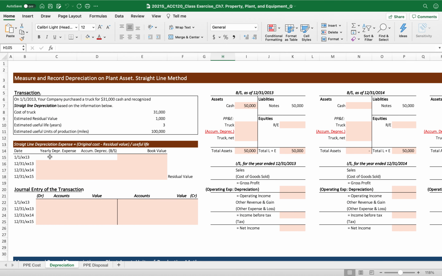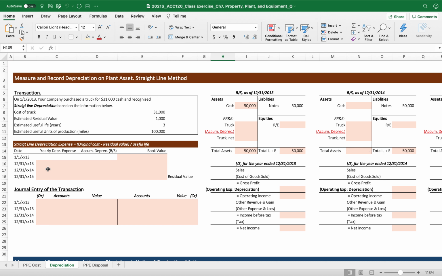the asset. So on January 1st, 2013, your company purchased a truck for $31,000 cash and recognized straight-line depreciation. The cost of the truck is $31,000 and the estimated residual value, salvage value, is $1,000. So what is the depreciable cost? Right, 31,000 minus 1,000. So depreciable cost is 30,000. And then estimated useful life is 3 years.